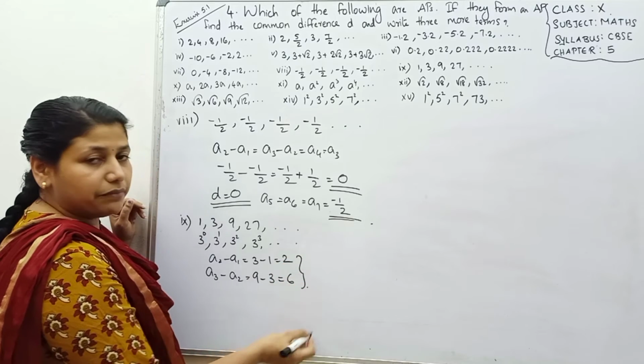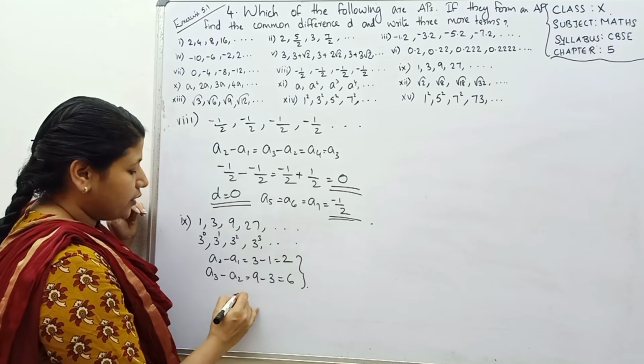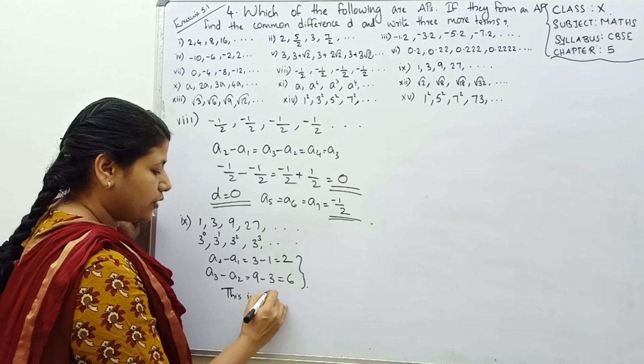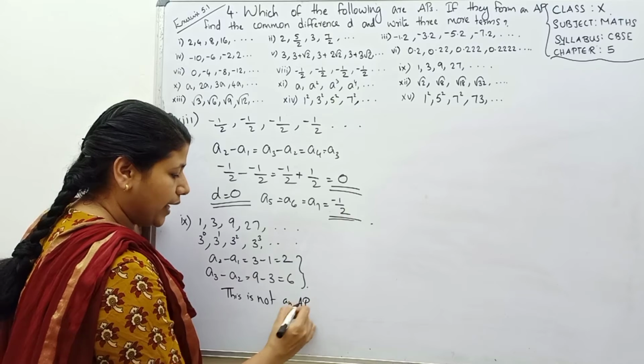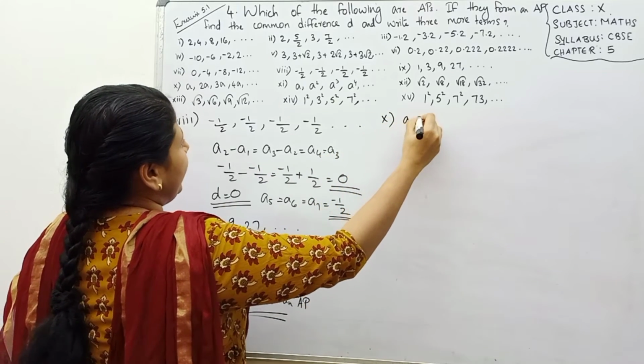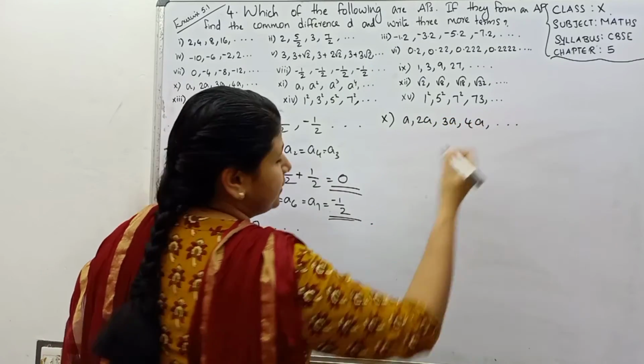രണ്ടെണ്ണം ചെയ്താൽ മതി, കാരണം ഇവിടെ തന്നെ നമുക്ക് രണ്ടും കോമൺ ആയിട്ടൊന്നും കിട്ടിയിട്ടില്ല. So we can stop here. So this is not an AP. Okay. 10th question. A, 2A, 3A, 4A, etc.